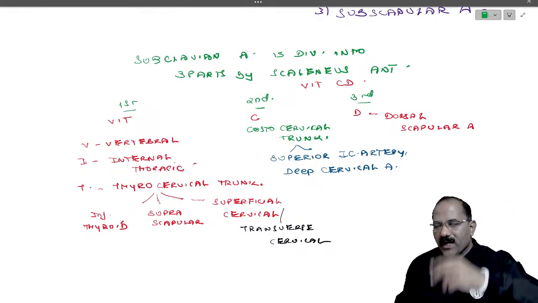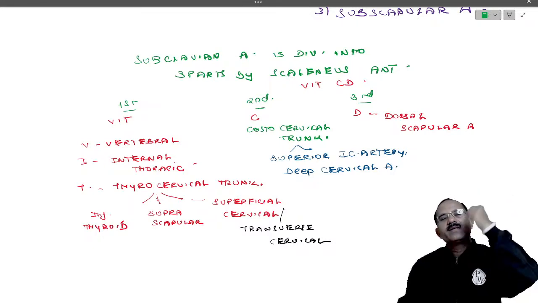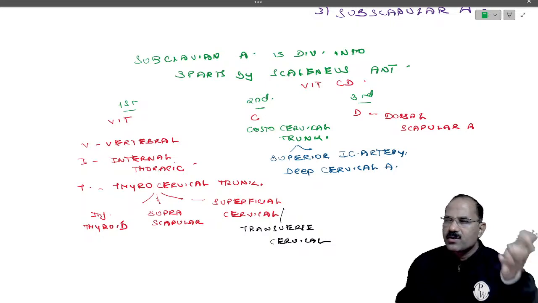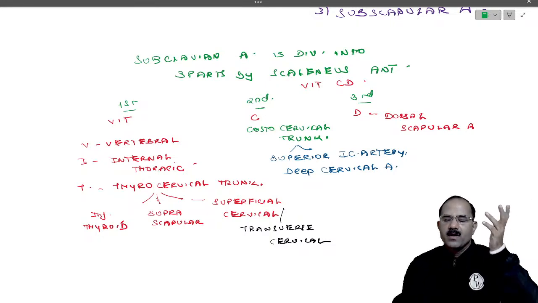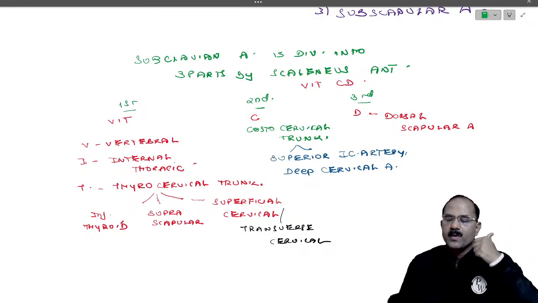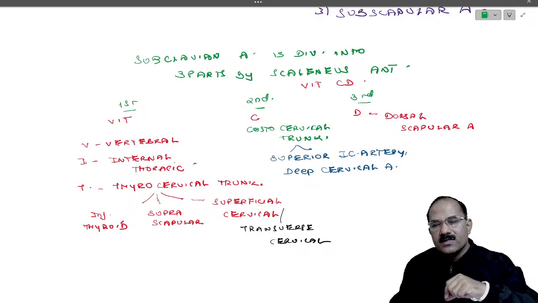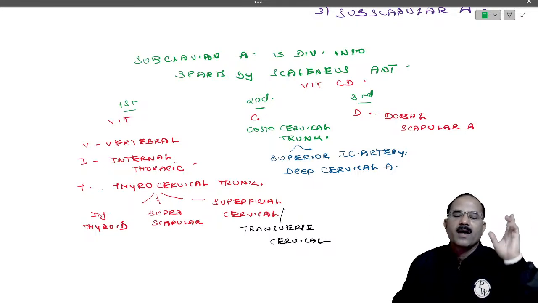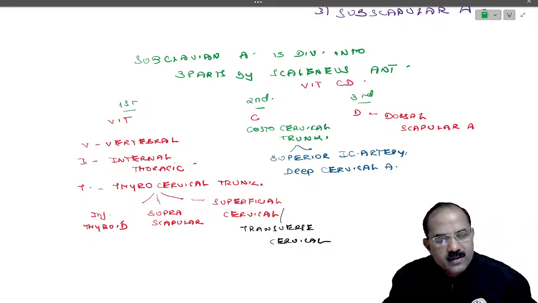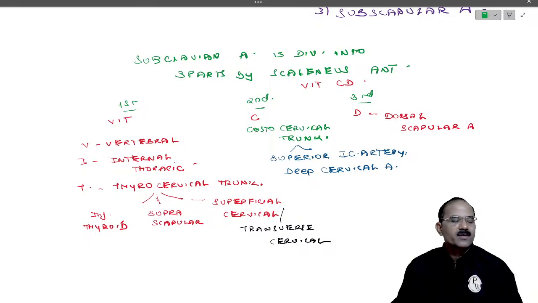Thyrocervical trunk के three branches. One is the inferior thyroid, second is suprascapular, and third is superficial cervical. Costocervical trunk के दो branches. One is the superior intercostal artery and the deep cervical artery. ठीक है बच्चों, my dear children, समझ में आ रहा है? Are you able to follow this?